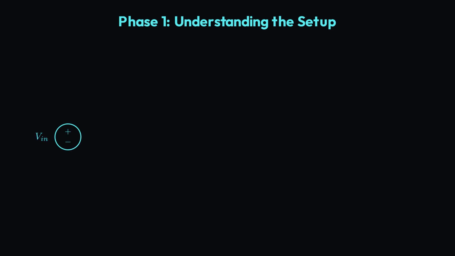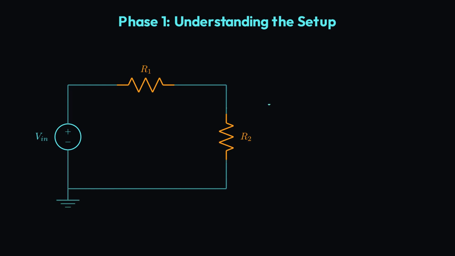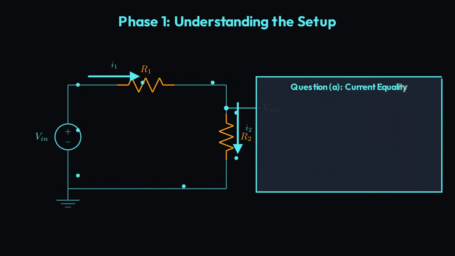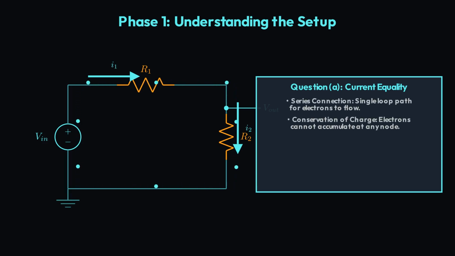Phase 1. Understanding the setup. In a series circuit, discrete components are connected end-to-end in a single loop. Here, an input voltage source Vin is connected to resistor R1, followed in series by resistor R2 down to ground reference. The output node Vout is taken across resistor R2 relative to ground.